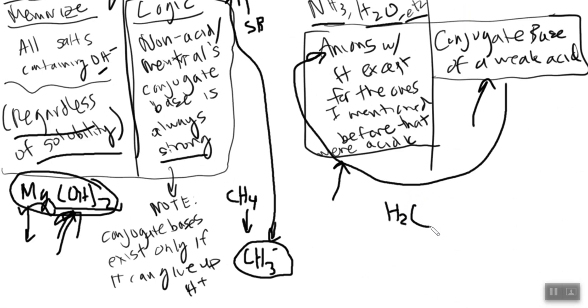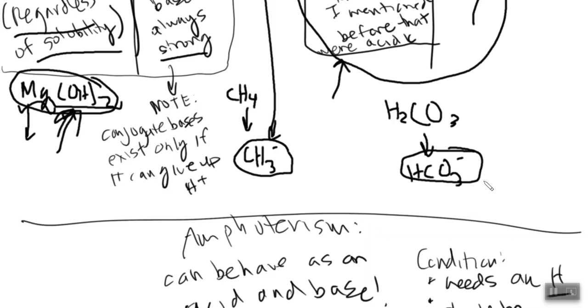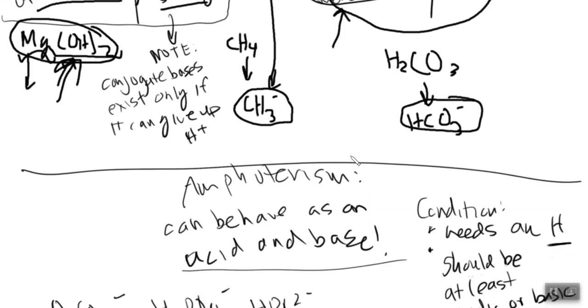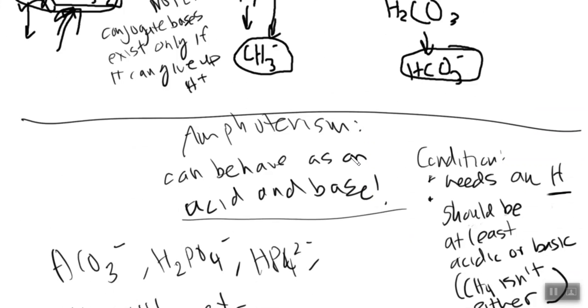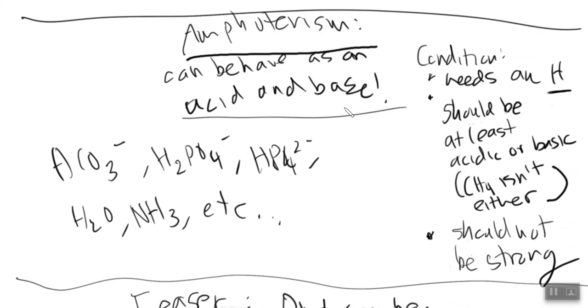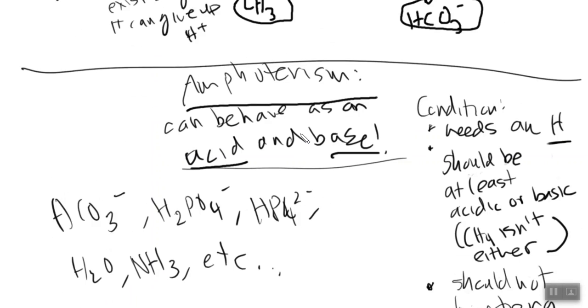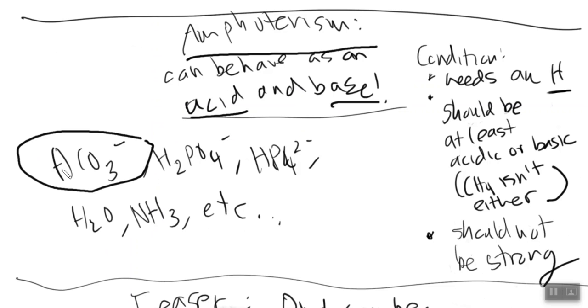For example, this is carbonic acid. Its conjugate base is going to be bicarbonate, and this is going to be basic because it likes to accept an H, right? And let's talk about amphoterism now. An amphoteric substance can behave as an acid and a base. So we just mentioned HCO3 minus. This is basic, but it can act as an acid as well because it can donate that H plus, or it can accept an H plus to form carbonic acid.